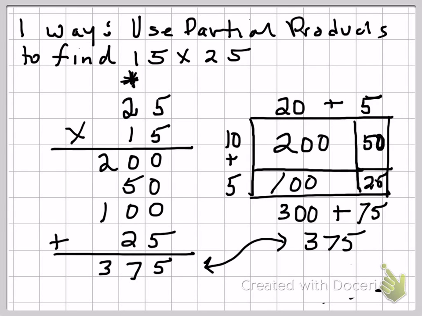So that's one way I can do it: using partial products, starting with the highest place value and placing my partial products in order, highest place value to lowest place value, then adding. Let's try another way.